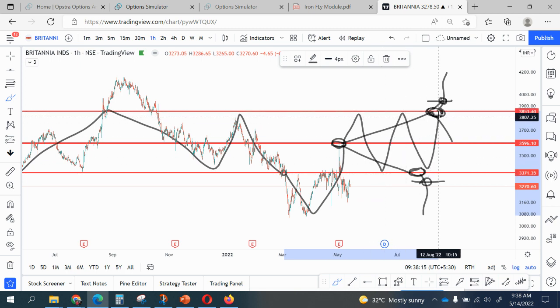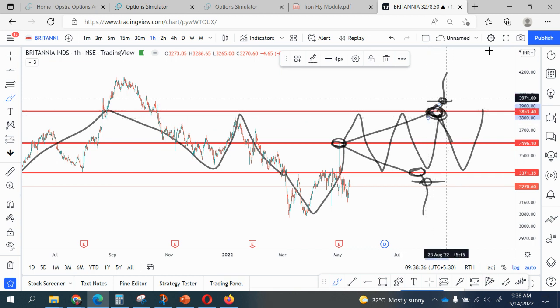For the next 2 to 3 months, you will have the opportunity of playing with the iron fly. Create the iron fly in such a way that your wing matches your resistance and also this support. This will help you avoid doing unnecessary adjustments. So wait until your resistance is broken.